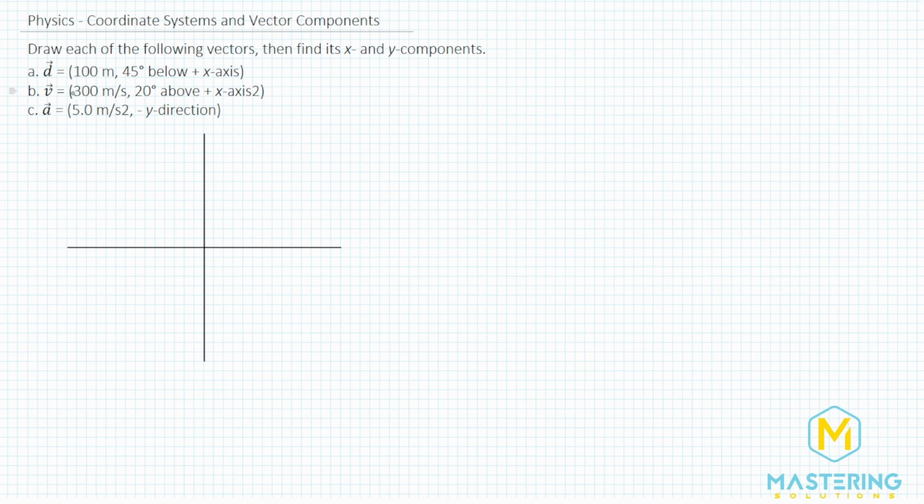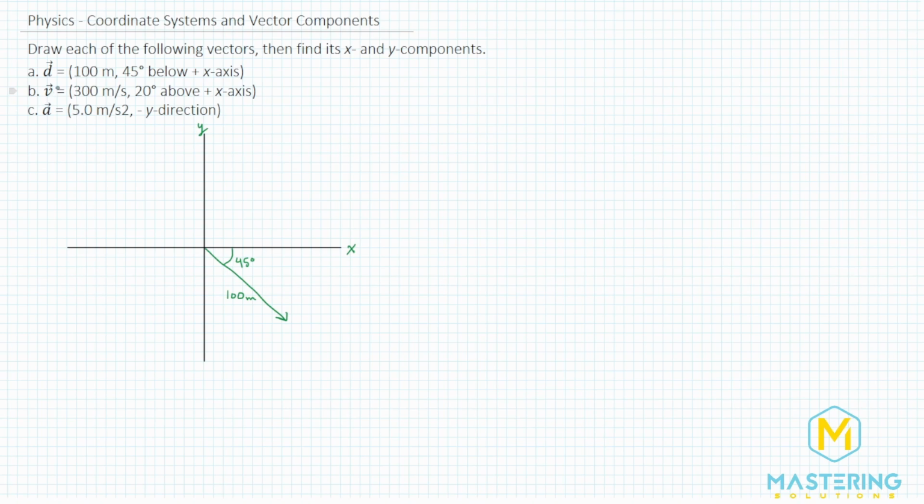For vector d, they tell us that the magnitude is 100 meters and it's 45 degrees below the positive x-axis. So this is the x and this is the y. It's below the positive x, and it's 45 degrees, so it's down like this. We'll say this is 100 meters, and that is 45 degrees.